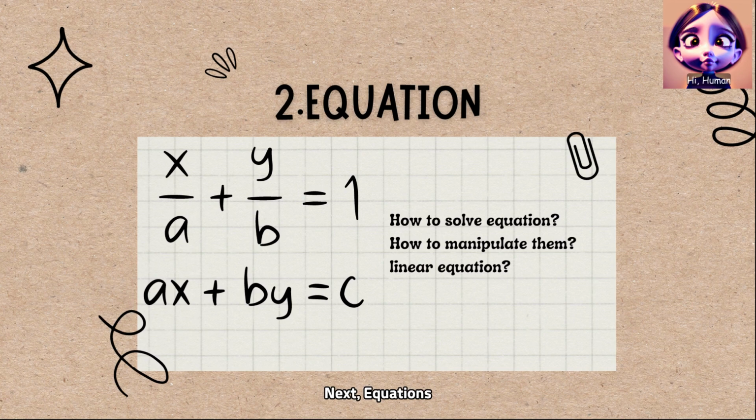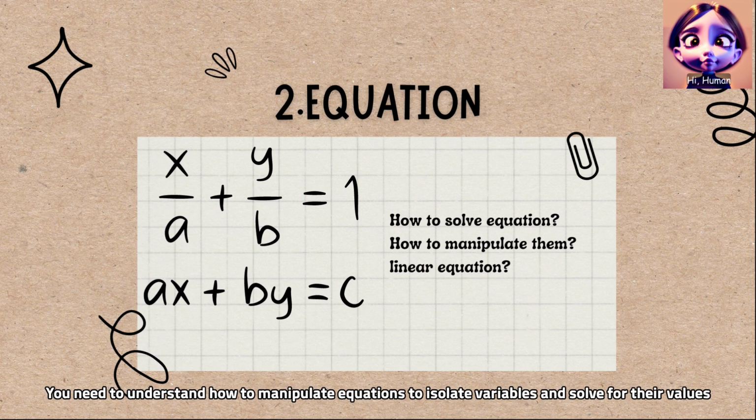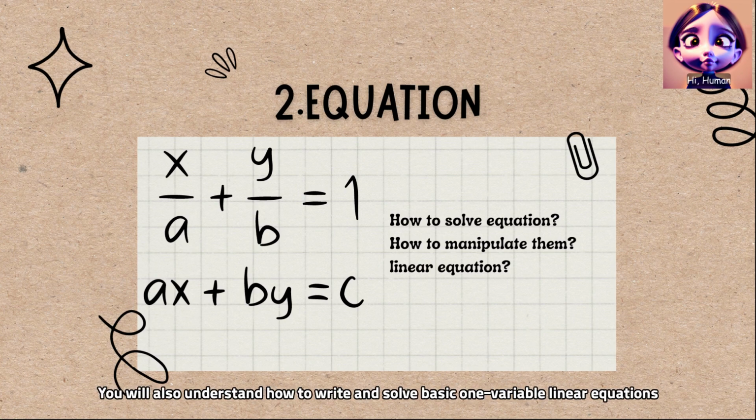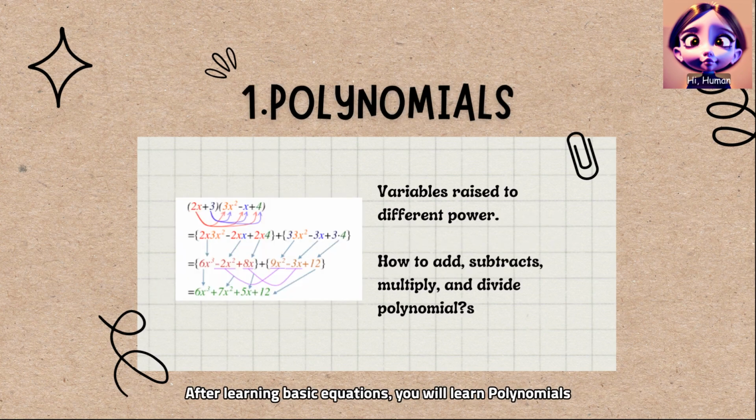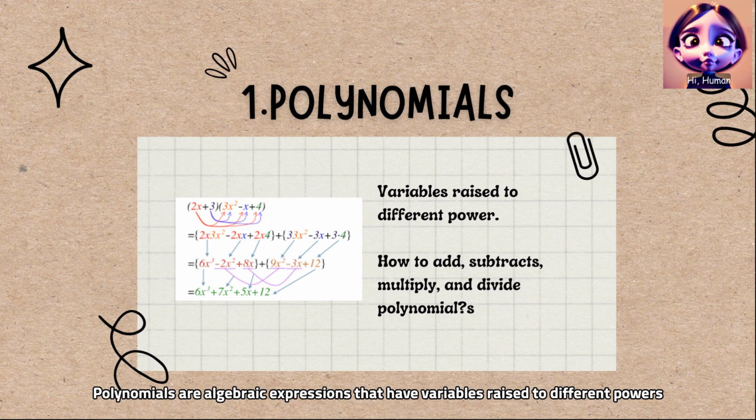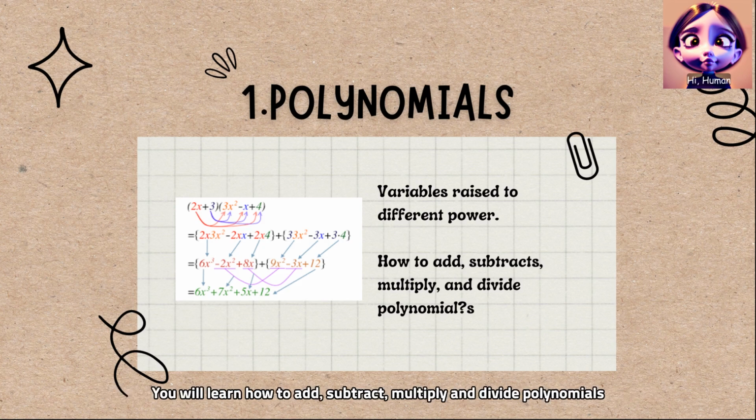Next, equations. You will learn how to solve equations. You need to understand how to manipulate equations to isolate variables and solve for their values. You will also understand how to write and solve basic one-variable linear equations. After learning basic equations, you will learn polynomials. Polynomials are algebraic expressions that have variables raised to different powers. You will learn how to add, subtract, multiply and divide polynomials.